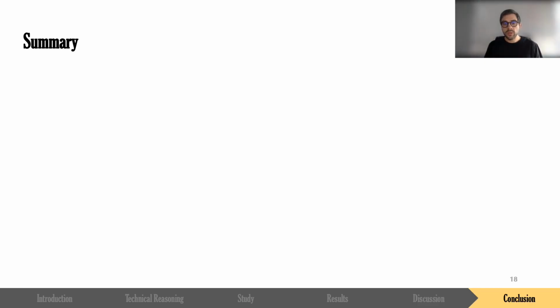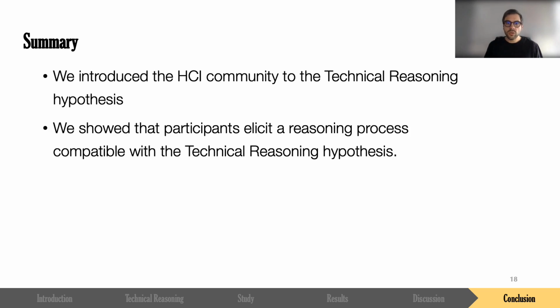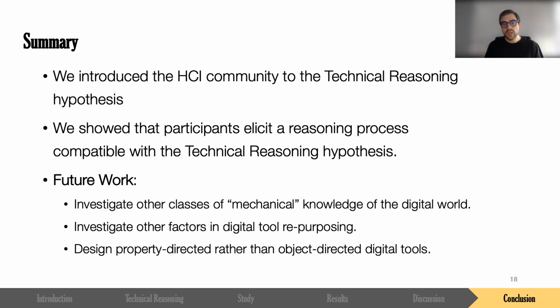So in sum, we introduced the community to the technical reasoning hypothesis, and we showed that participants in our study elicited a thought process compatible with technical reasoning. We identify interesting avenues for future work in investigating other classes of mechanical knowledge, such as, for example, that associated with graphical objects or spreadsheets.